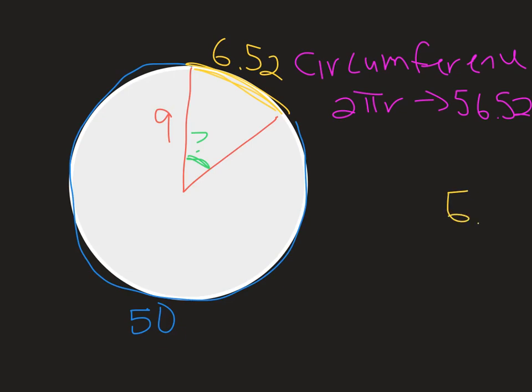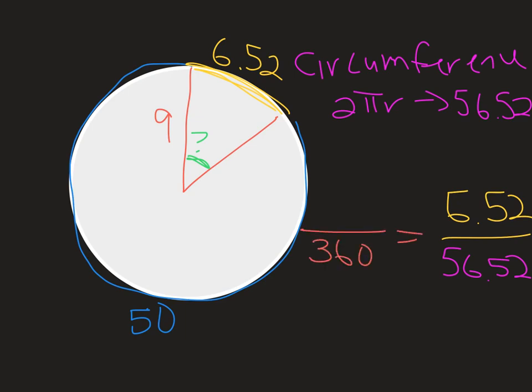Well, that gives me part, 6.52, to the whole, which is the 56.52, and that's going to equal the part to the whole. So it's the same idea as last time. Let's multiply both sides by 360. So I'm going to do 6.52 times 360, and I'm going to divide by 56.52. When I do that, I get, I'll call it 41.5 degrees. And that found that central angle.